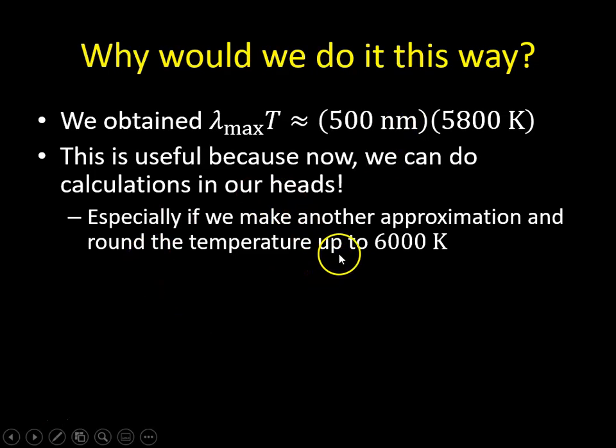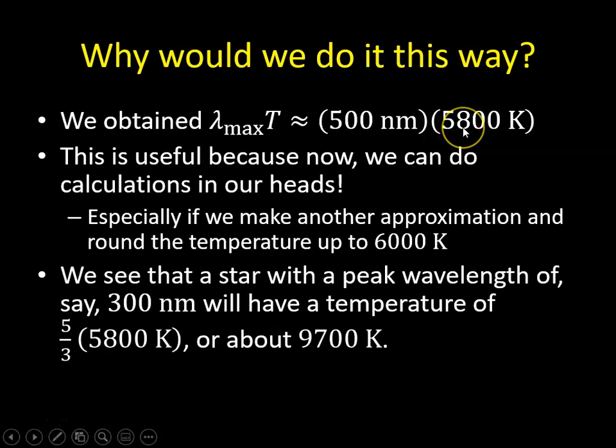In fact, you can even get a better chance of doing some mental math by rounding 5,800 kelvins up to 6,000 kelvins, and that works out relatively well. So if you have a relatively hot star that has a peak intensity at a wavelength of 300 nanometers, then plugging that into the equation, you realize, okay, divide both sides by 300 nanometers, that's 500 divided by 300, that's 5/3, times roughly 6,000 kelvins would end up giving you 10,000 kelvins, or using the 5,800 kelvin approximation, a more precise estimate of the temperature of 9,700 kelvins.